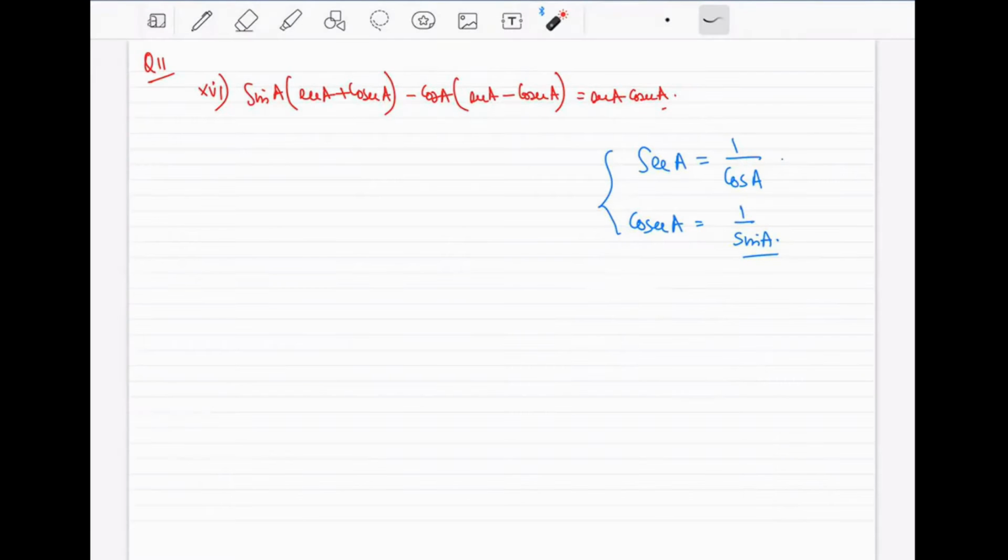Remember that one also. So look, the left-hand side is very big, the right-hand side is a little short, so we will try to obtain the right-hand side from the left-hand side. So let's start from the left-hand side then. Let's see, the left-hand side is given like this, sine A. Let me just copy the left-hand side first.